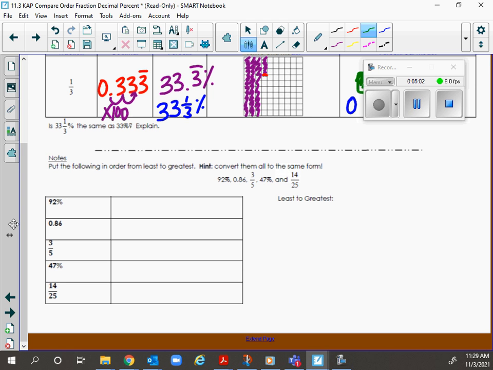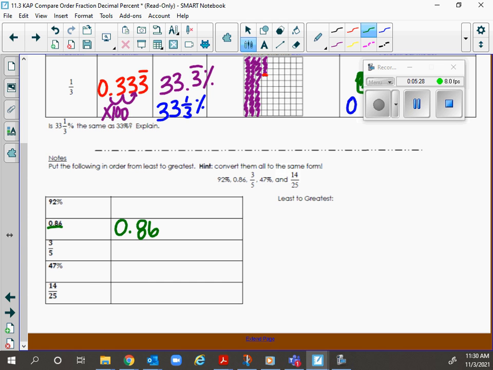All right, so what I want to do here is look at all of these numbers: 92%, 0.86, 3/5, 47%, and 14/25. And I want to convert them to the same form. I'm going to do decimals here. Okay, in my list below, I see the 0.86. I'm just going to rewrite that as 0.86.